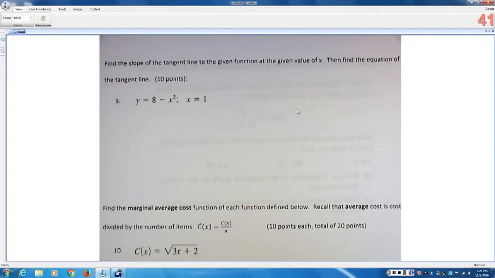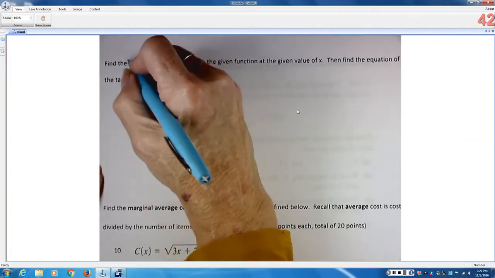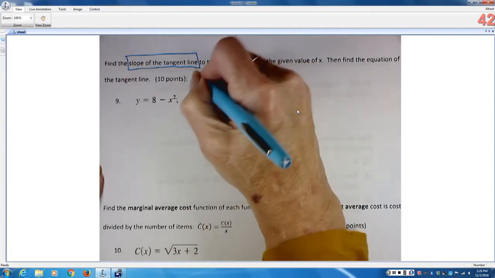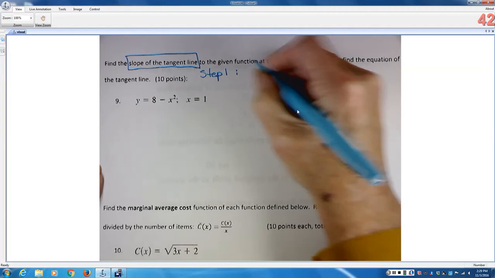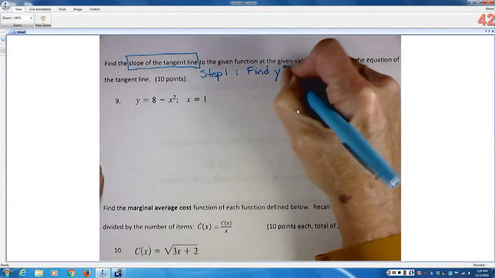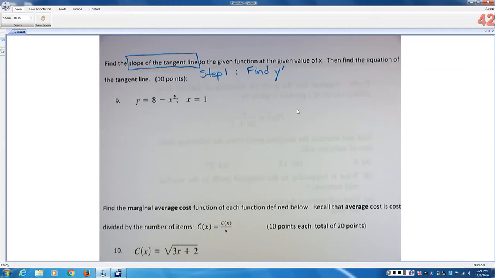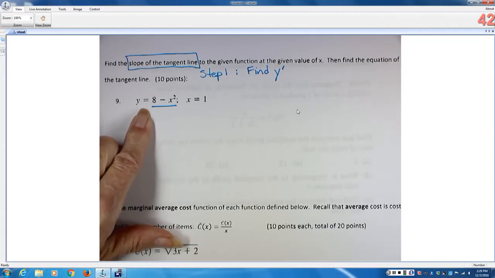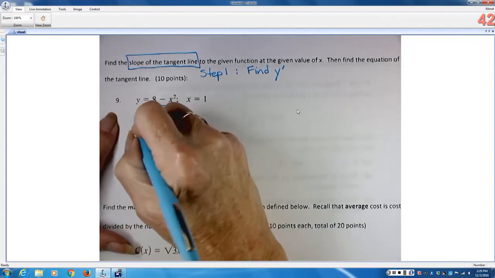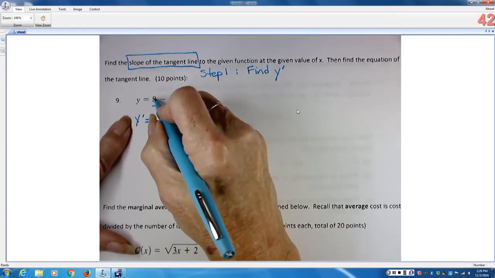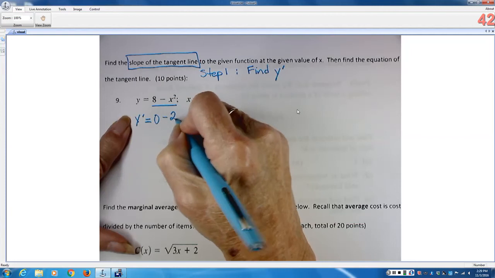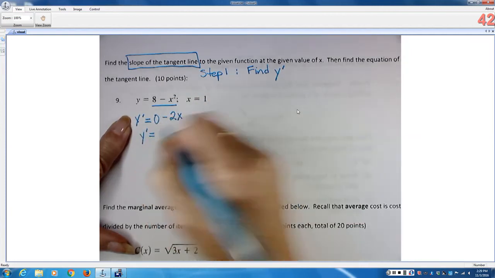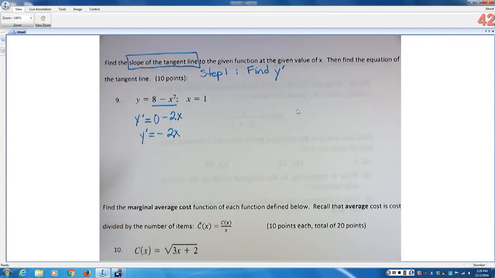The first step is to find the slope of the tangent line, which means find y prime. Find the derivative. Algebraically, this one is easy to find the derivative of. Derivative of 8 is 0. Derivative of negative x squared is negative 2x. So y prime equals negative 2x. That's the formula for the derivative for any x value.